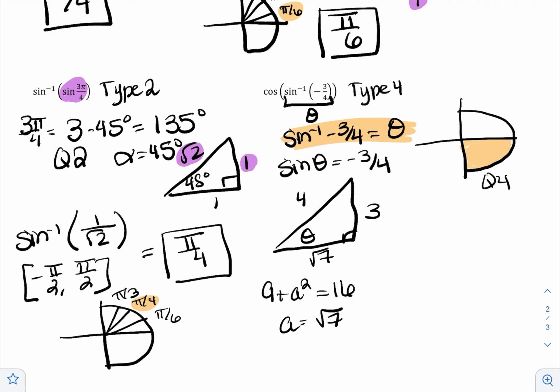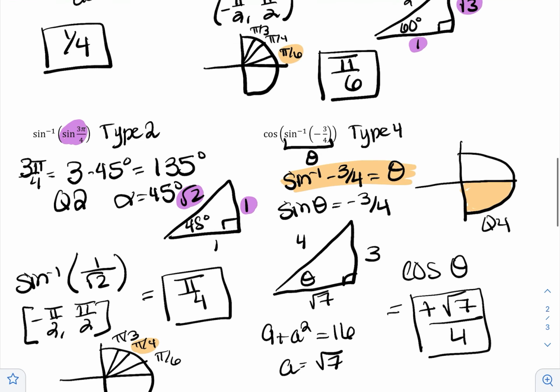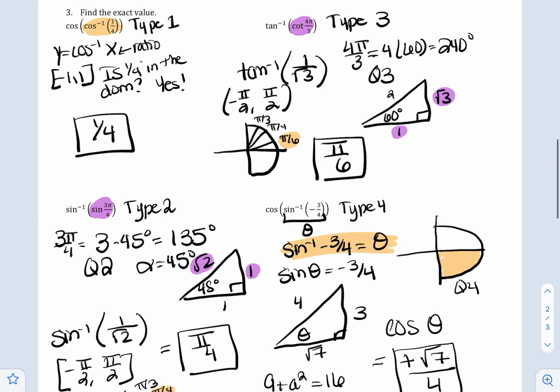I have my triangle. So I look at the outside function. The outside function is cosine. Cosine in quadrant 4 is positive, and it's adjacent over hypotenuse. And you don't have to write the plus. I'm just writing it for emphasis on the quadrant. So here they are, the types 1 to 4 together.